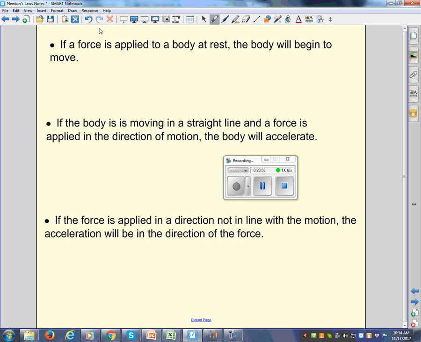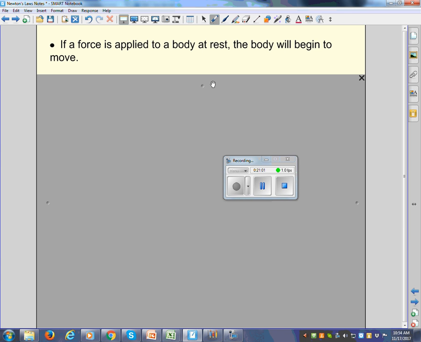A couple other comments about Newton's second law. If a force is applied to a body at rest, the body will begin to move. Just like when I threw the foam ball over at the cup and thankfully missed it, right? The foam ball was at rest. I applied a force to it, and the body will begin to move. You're applying a force. You're causing an acceleration.